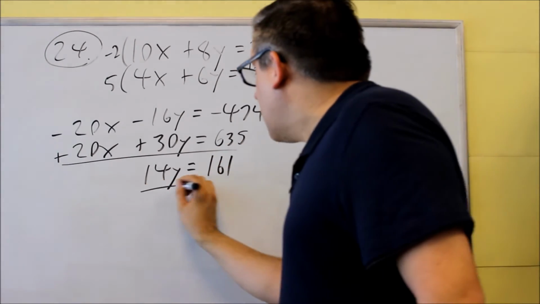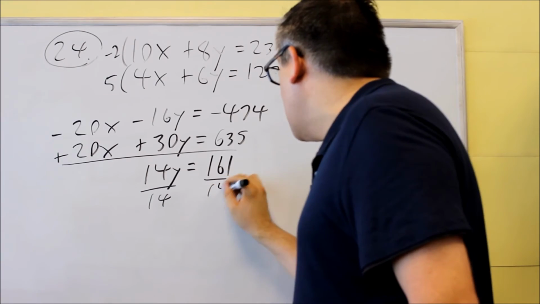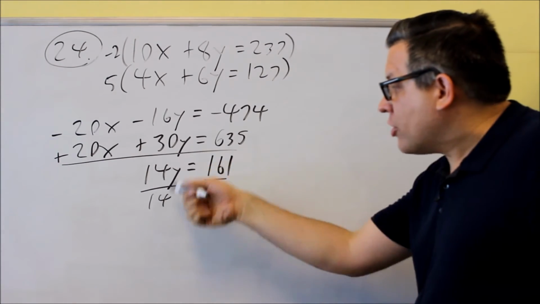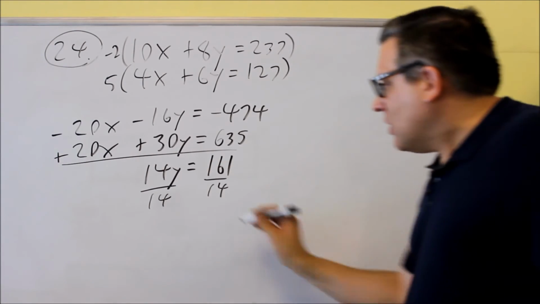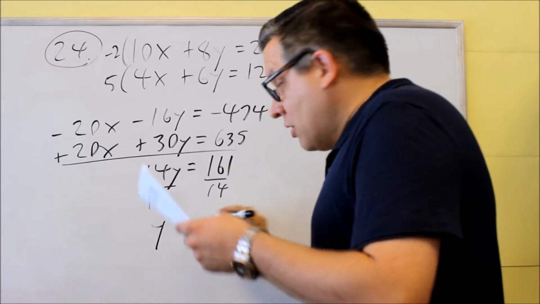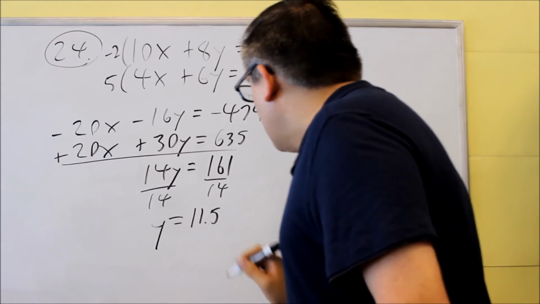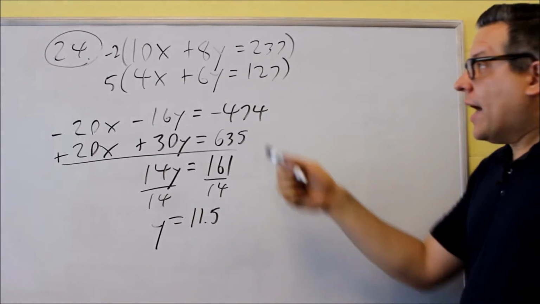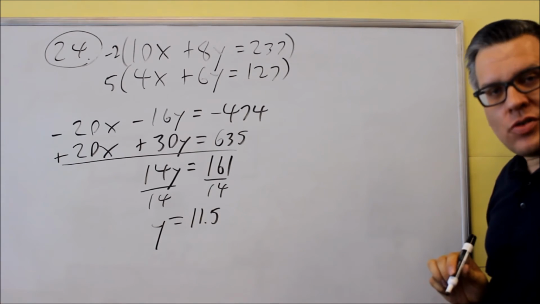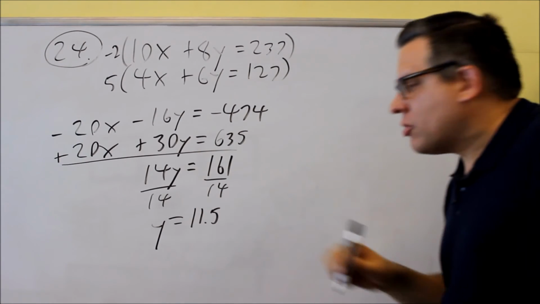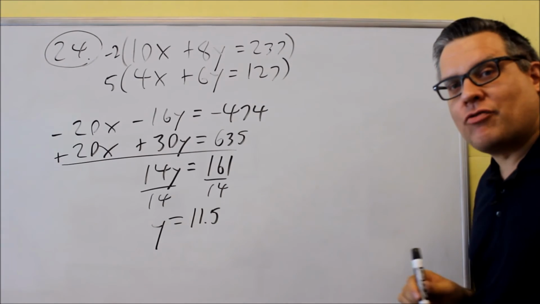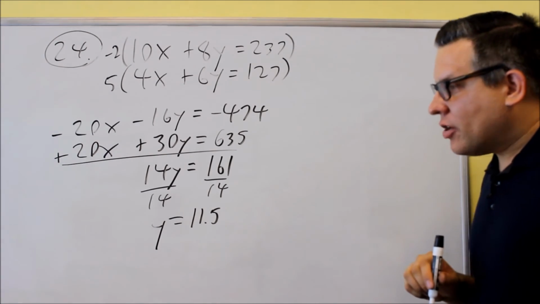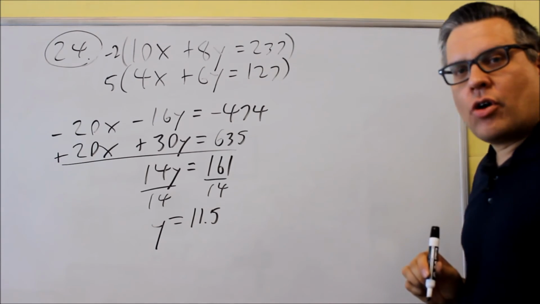I'm going to divide both sides by 14. The opposite operation of multiplication is division. And when I do all that, I get 11.5. I said that y represents the cost of a children's ticket. So that means a children's ticket costs $11.50. Now, I'm not done yet. I've got to find the price of the adult tickets.